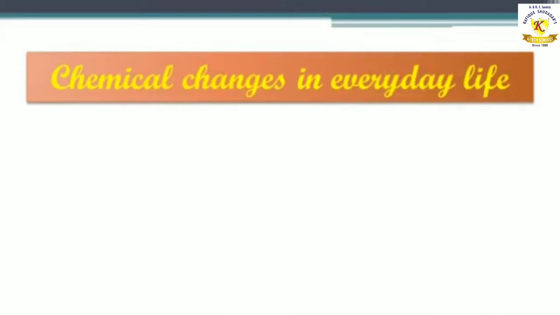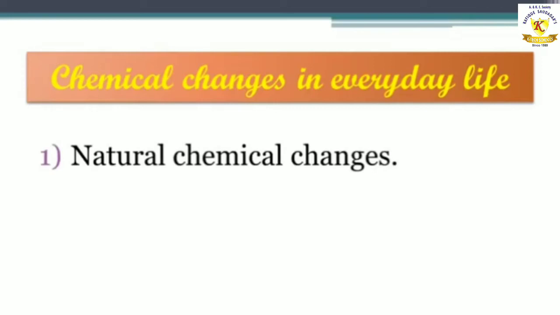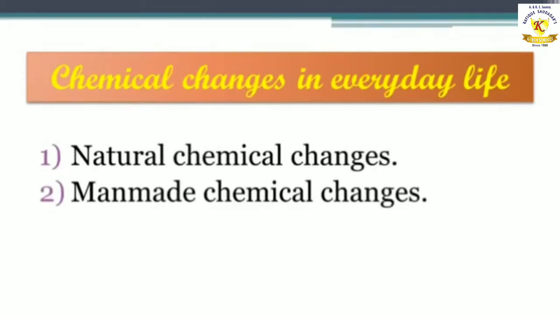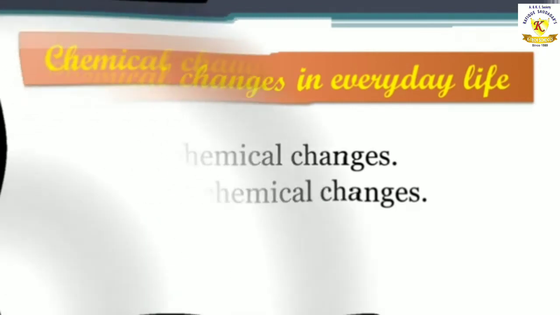Now, chemical changes in everyday life. We find many examples of chemical changes in our surroundings, in our body, home and laboratory. So let's see some chemical changes for which word and chemical equations can be written. The first is natural chemical changes and the second is man-made chemical changes. We will study them one by one in detail.